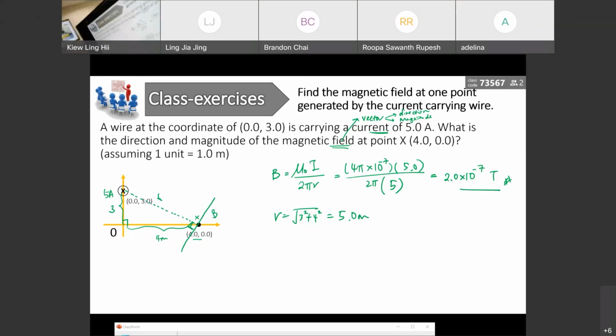So what I want you to see here is, you put your finger at the point where the current is. So this is where the current is going in, am I right? So your thumb, you stick it on this current going in. So point X is here. When your finger passes through point X, where is the direction? Actually going down, right? So that's why it is going downwards.